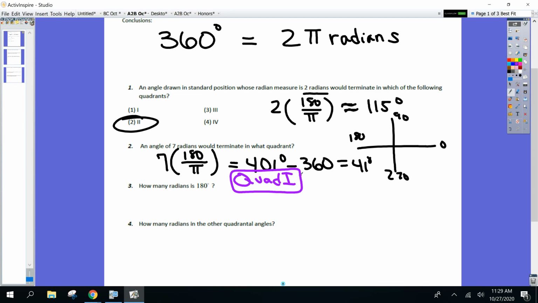How many radians in 180? But wait, whoa, hold on. You're not allowed to use your reference sheet. No reference sheet here. How many radians are in a buck 80? Ooh, no reference sheet. Get away from it. Don't cheat.